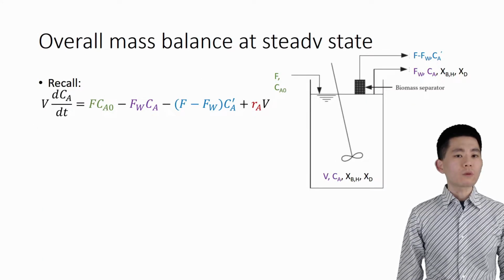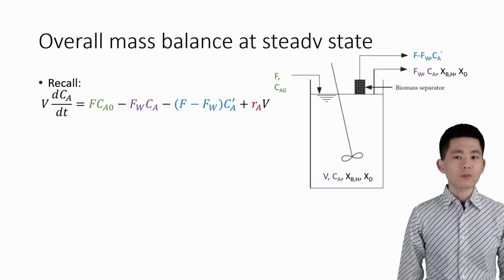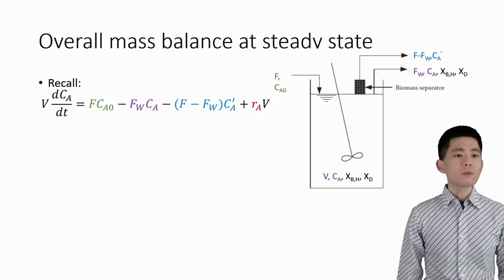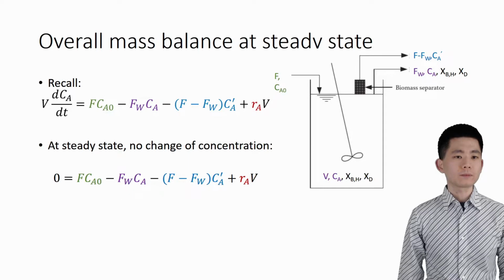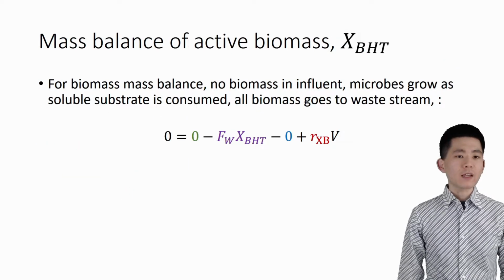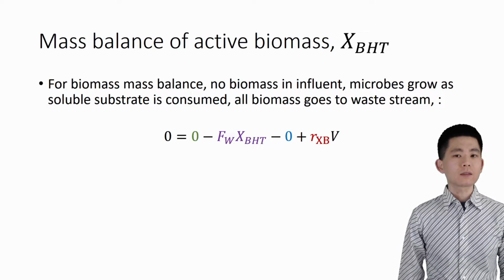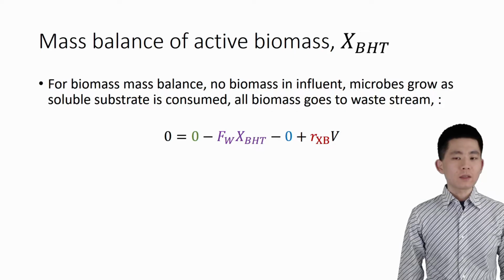Recall the general form of mass balance in the biomass separator configuration. Remember that we're designing for steady state performance. At steady state, accumulation equals 0. Let's find out the mass balance for active biomass, XBHT. In the subscript of X, B indicates that it is the active part of biomass. H suggests it is heterotrophic, as organic carbon is used as substrate. And T indicates that it is TSS based.